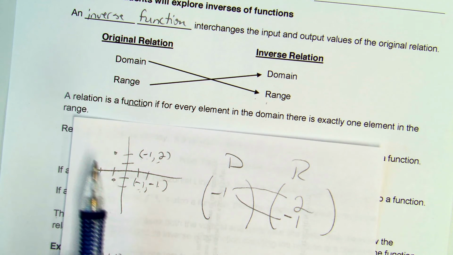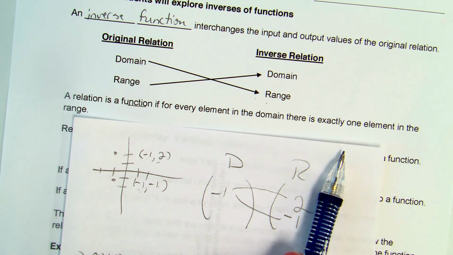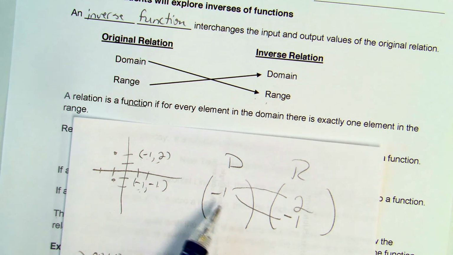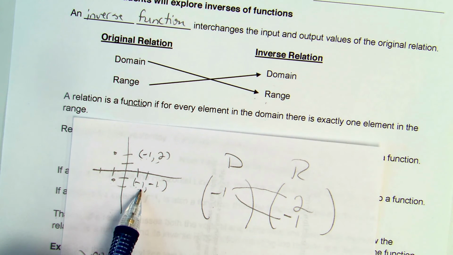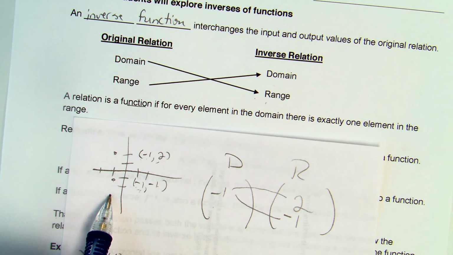It does not pass the vertical line test. So a relation is a function if for every element in the domain, there's exactly one element in the range. So if you have a set of ordered pairs, the x values cannot repeat. See, these x values repeat, therefore you don't have a function. The reason that's not a function with those ordered pairs, those x values repeating, if you plot those points are in a line vertically, and it does not pass the vertical line test.